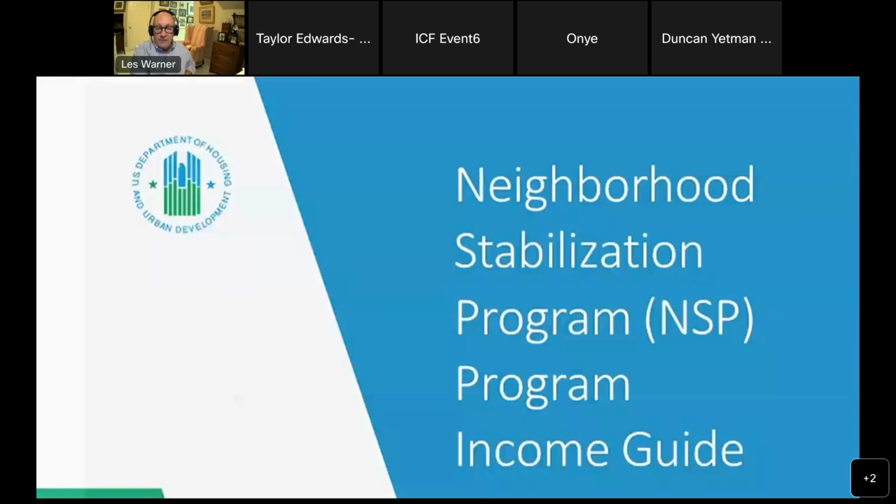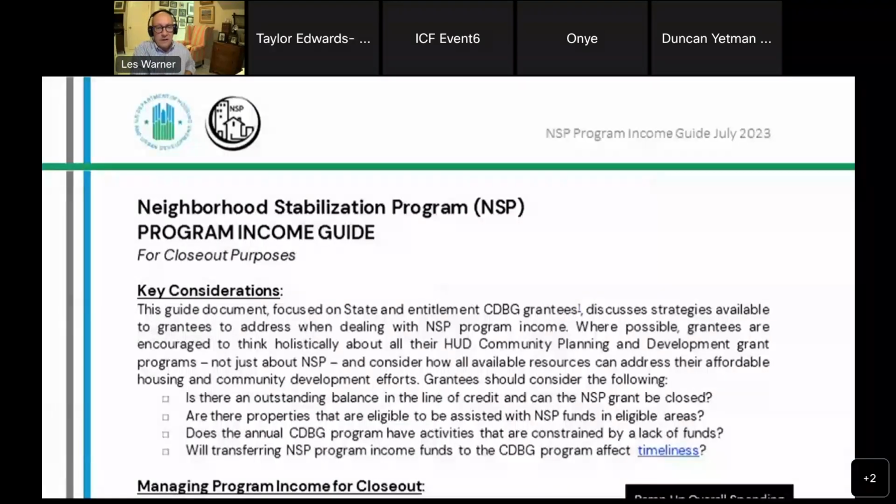through the strategies that Onye and I have been discussing as part of this, the things that you would need to consider as part of that sort of comprehensive approach to looking at your community needs, both for NSP and perhaps for CDBG, and making a determination on what's the best strategy for you as a community to be able to not only close out your NSP program, but also to make the best use of the remaining NSP program income that you may have on hand. And so this guide, I think, will be a useful companion for this webinar.